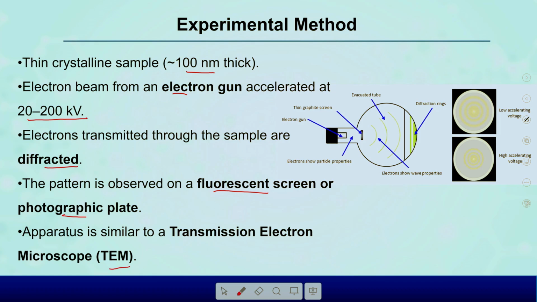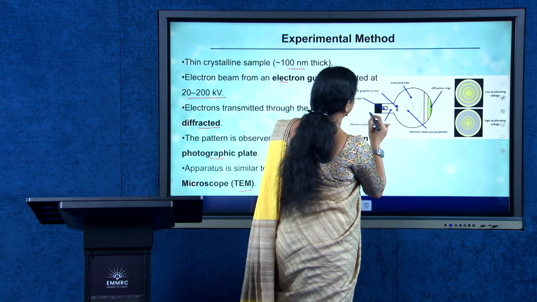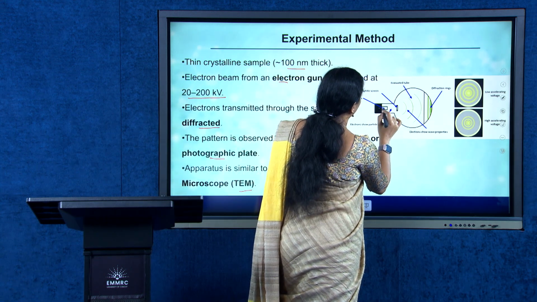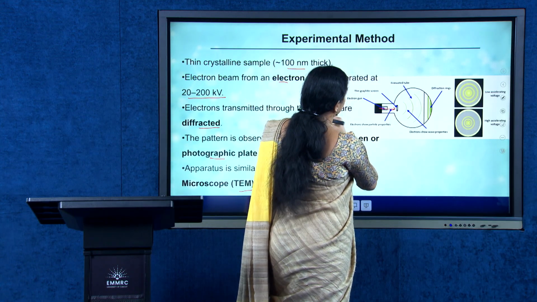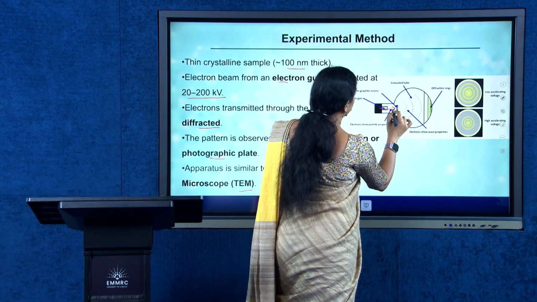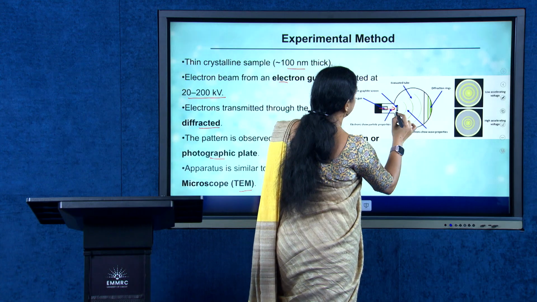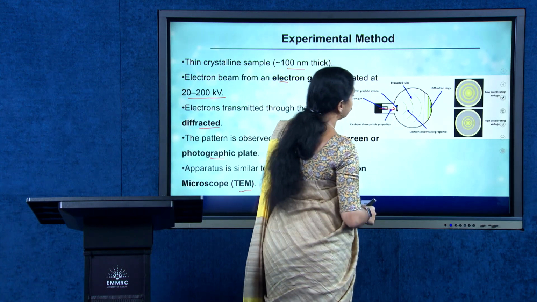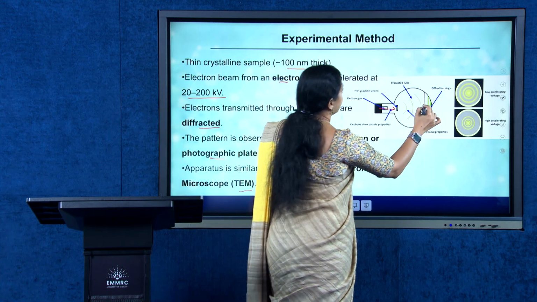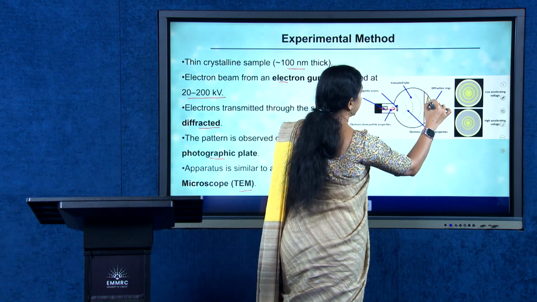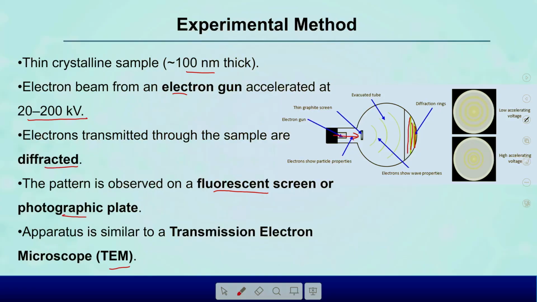Okay. So here you can see an electron gun which produces a beam of electrons. They are allowed to pass through a slit and then onto the sample. And here you can see the diffraction rings on the photographic plate or a fluorescent screen. Through the gun, the electron beams are accelerated through 20 to 200 kilovolts.